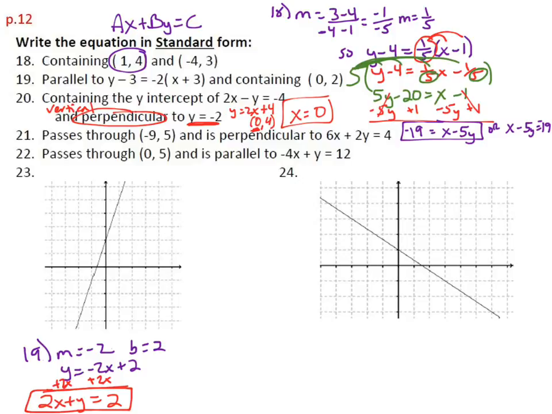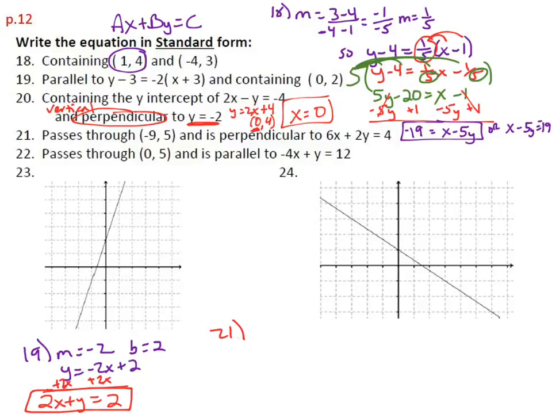All right, kind of getting the hang of those parallel and perpendicular lines, hopefully. Let's look at number 21. If we're passing through (-9, 5), and we're perpendicular to 6x + 2y = 4. Let's work this one down below as well so we have a little bit more room.